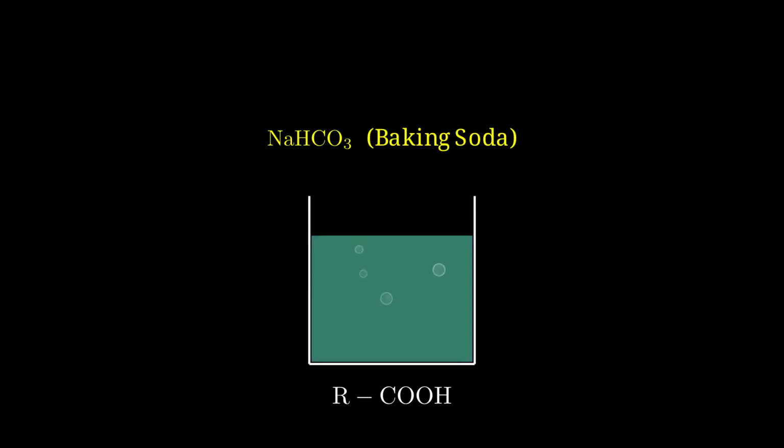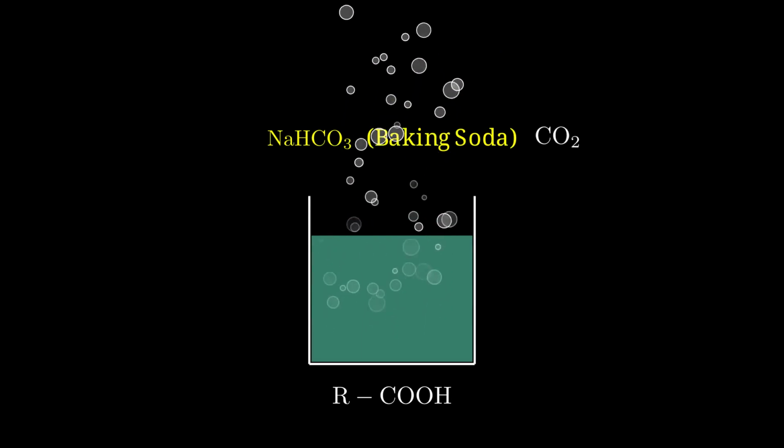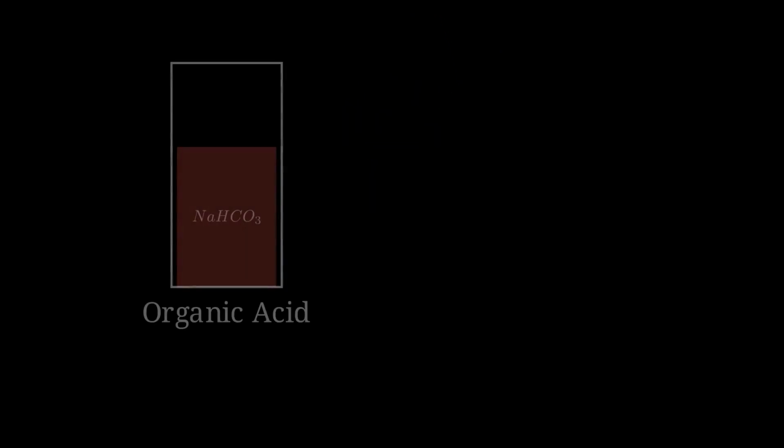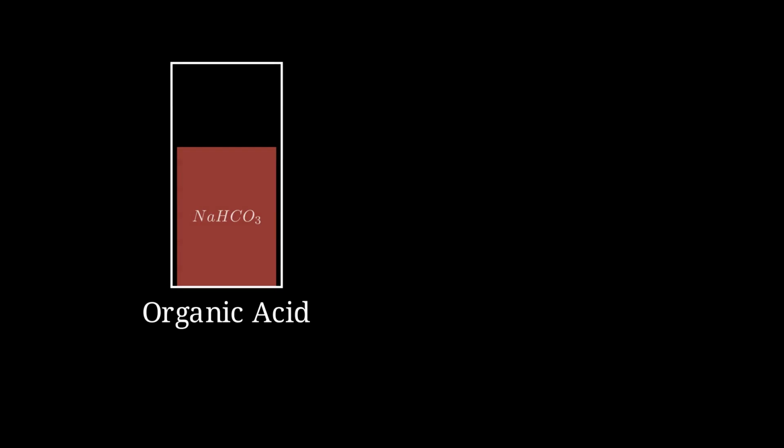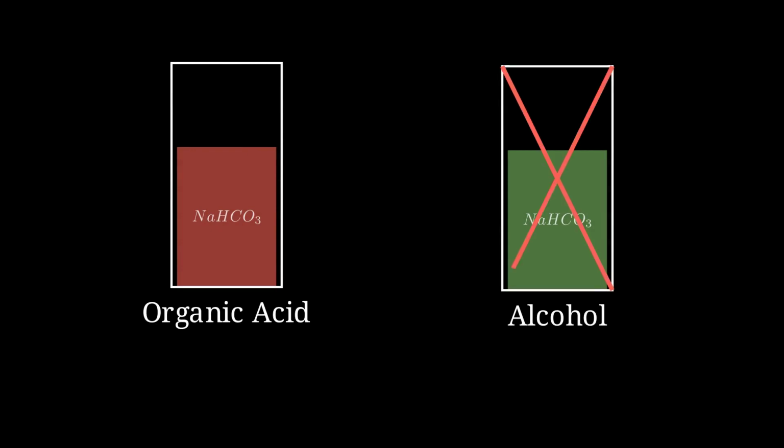Now, look at this third beaker. If we suspect a carboxylic acid, we use a test so simple you might have done it in your kitchen. We add a pinch of sodium bicarbonate, baking soda. As you can see, it immediately erupts into a brisk effervescence. That's carbon dioxide gas escaping. This is the hallmark of an organic acid. It's strong enough to kick the CO2 out of the bicarbonate, something a simple alcohol could never do.